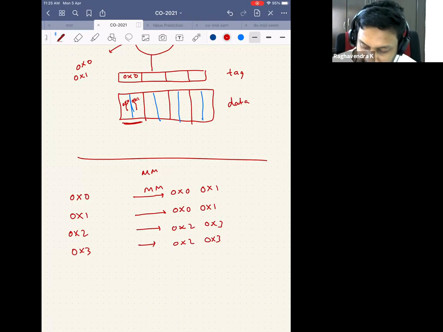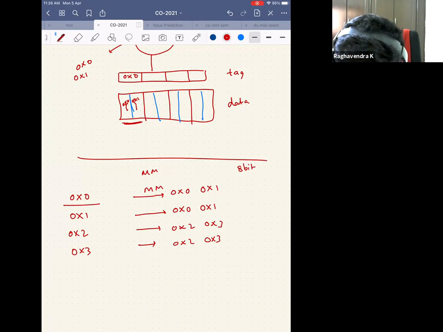Now, in the tag, should I store the entire 0x0? So now, let's assume that this was an 8-bit address, which means that the number of locations in the main memory was, let's say I'm generating 8-bit addresses.